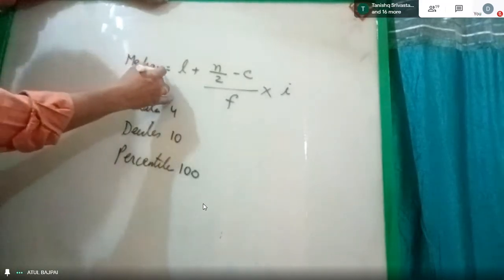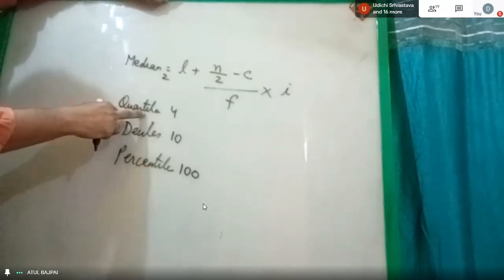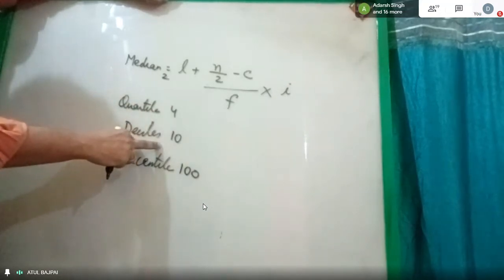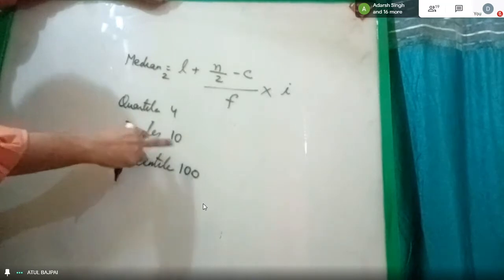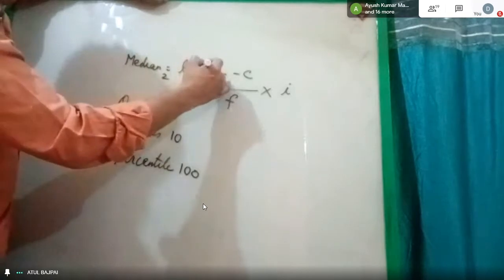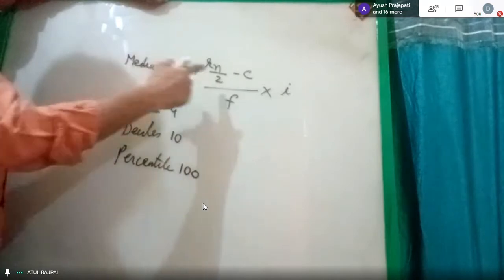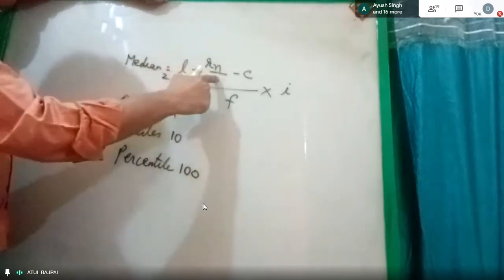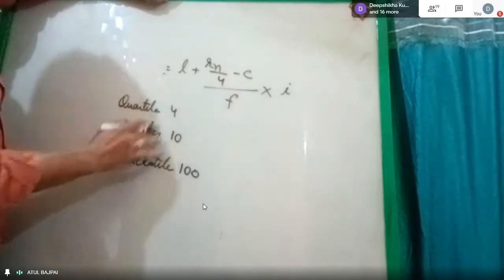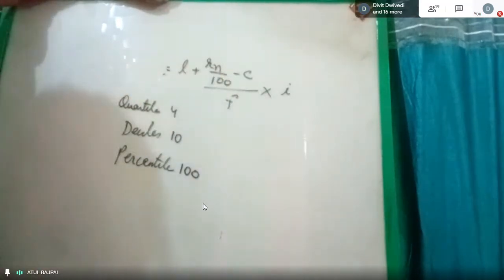Two equal parts, so one middle value. Four equal parts, the data divided into four equal parts, is a quartile, so three quartiles will be there. Dividing data into 10 equal parts, it becomes deciles, so 9 deciles will be there, and dividing into 100 equal parts gives percentiles. So actually the formula is L plus R n by 2 minus C upon F into I, and here if it is two equal parts, this becomes 2. If it is four equal parts, it becomes 4, so it becomes the formula of quartile. If we divide by 10, it becomes the formula of deciles. If we divide by 100, it becomes the formula of percentile.